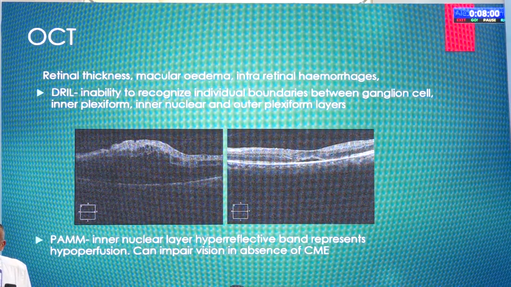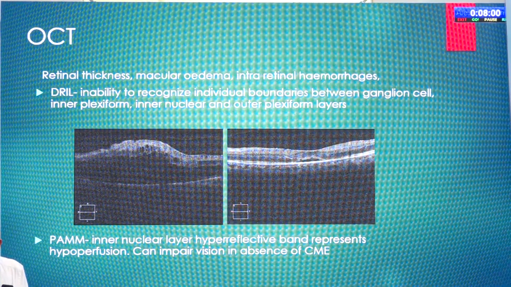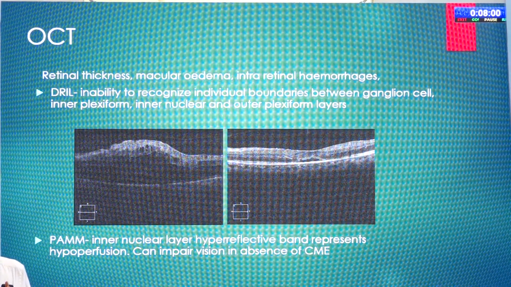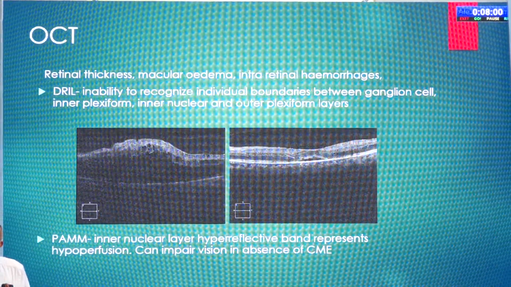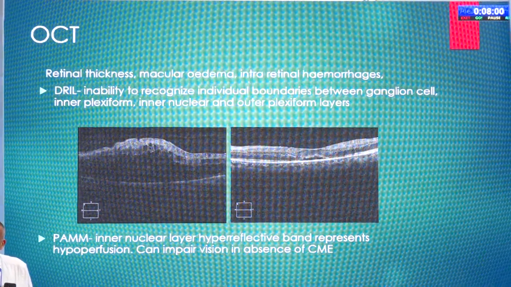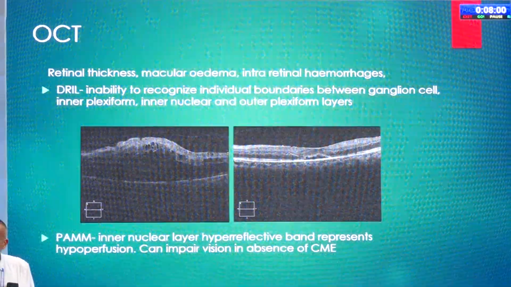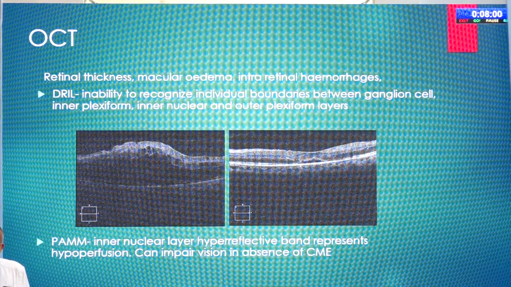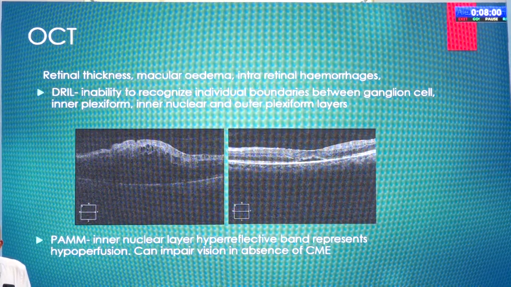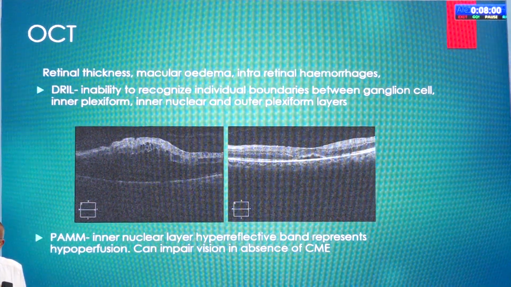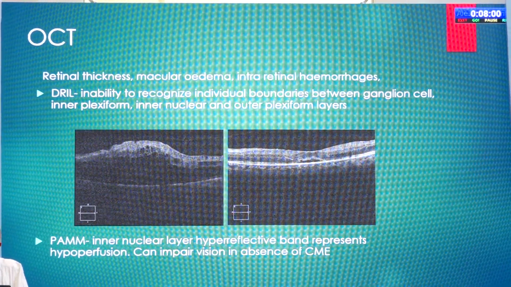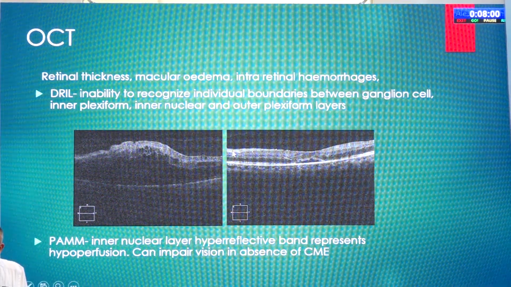So in the OCT, we see retinal thickness. The volumetric analysis gives us an idea of how much edema there is and how it resolves on treatment. So we assess the retinal thickness, macular edema, intraretinal hemorrhages. There is something called DRIL, disorganization of retinal inner layers, where there is an inability to recognize individual boundaries between the ganglion cell, inner plexiform, inner nuclear, and outer plexiform layers, as I see in the first photograph.